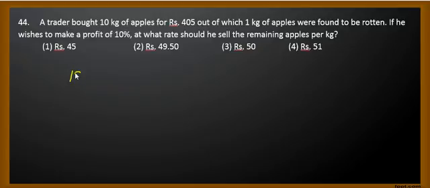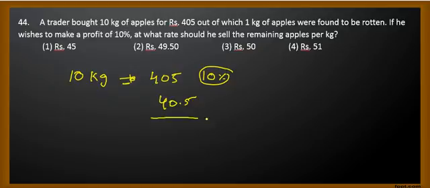So 10 kg of apples he bought for 405 rupees. He wants to get a profit of how much? 10% he wants to get. So what is 10% of 405? 40.5. In the total transaction he has to get 445.5. This is the amount he has to get.